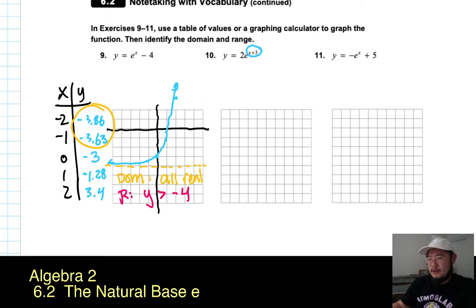Let's see what it looks like. So if I know that it's going to go 3 units to the left, when I create my table right here, instead of choosing negative 2, negative 1, 0, 1, and 2, I want to go ahead and start in the middle being negative 3. And then let's choose negative 4, negative 5, negative 2, and negative 1. And then we'd be able to get a better idea of what my function should look like.